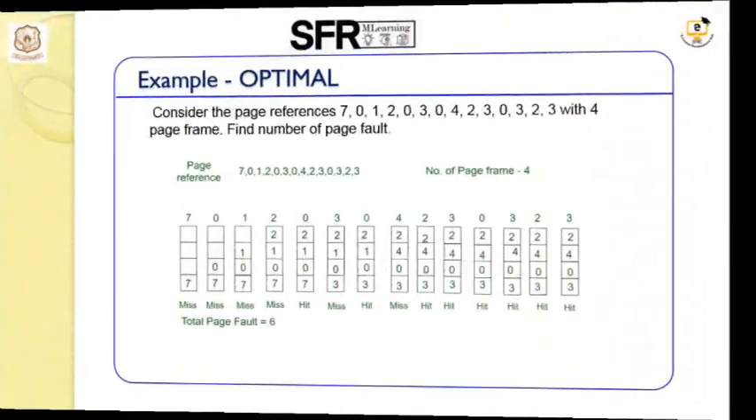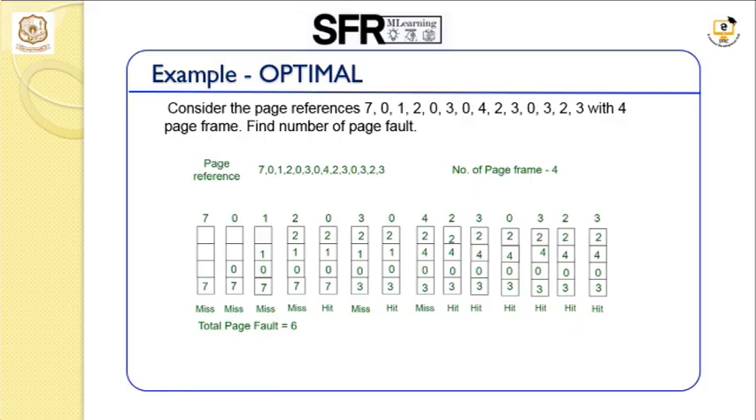In this, what we have to consider is, first 7 comes, the memory is free, 7 is allocated. 0 comes, the memory is free, 0 is allocated. Now 1 comes, the memory is free, 1 is allocated. 2 comes, the memory is free, 2 is allocated. For the first 4 strings, it is not at all a problem. Now 0 comes, 0 is already in the memory, so it is counted as a hit.